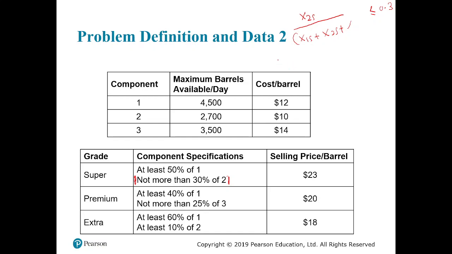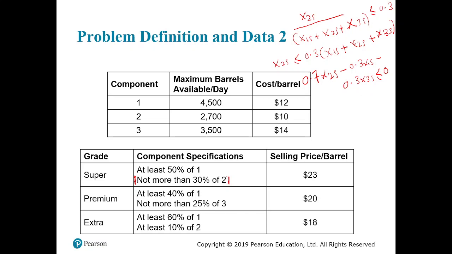So for this one, we just put 2s on the left hand side, so this is less than or equal to 0.3 times x1s plus x2s plus x3s. And then we want to bring all the variables on the left hand side, so this is like 1 minus 0.3, so we have 0.7 x2s minus 0.3 x1s minus 0.3 x3s must be less than or equal to 0.